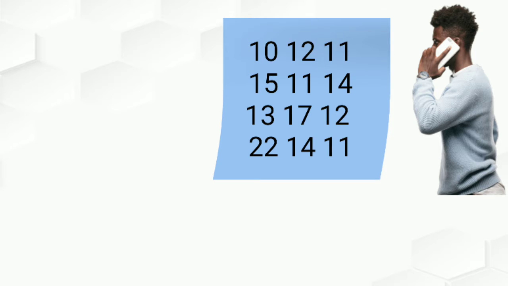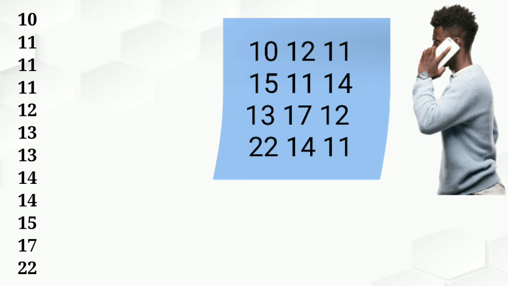In this data, I have a chart of how many phone calls I received on a given day. So I have 10 phone calls on the first day, 12 phone calls on the second day, and so on. Let's first write the data in ascending order. So you can see we list the data like this. 22 is the highest value and 10 is the lowest value.